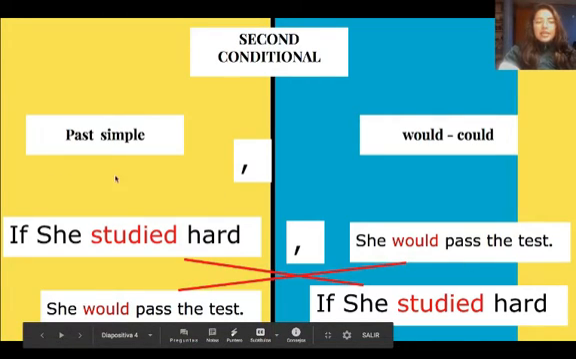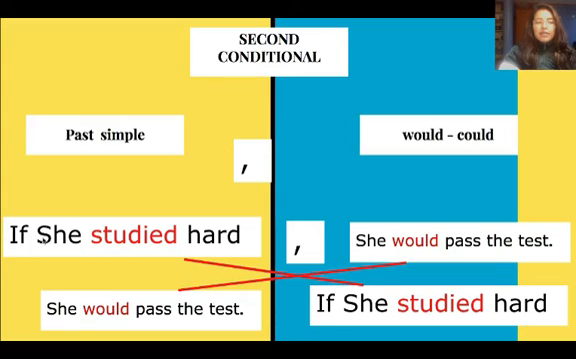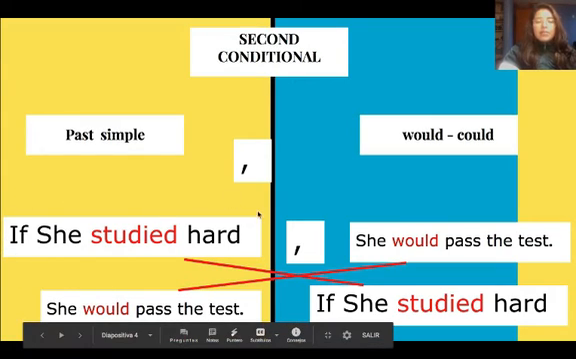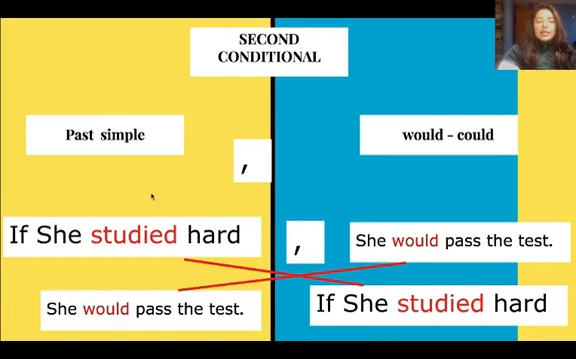If the sentence is using the if clause, you have to put a comma. And the sentence is in past simple. Why? Because the verb is conjugated in past simple. Study, studied. Okay? You have to change the verb to the past. In this case, study is a regular verb. You have to add ed at the end, according to the rules.